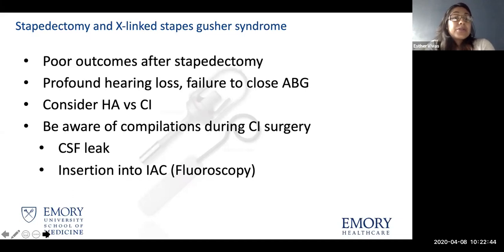CSF leaks and insertions into the IAC with cochlear implant surgery are real complications that you have to be aware of. I'm sorry for the typo there. And there have been plenty of those that have been reported over the years. And sometimes if there's a significant connection between the IAC and the cochlea, you may need to do some of these with fluoroscopic guidance. So that's something to keep in mind.